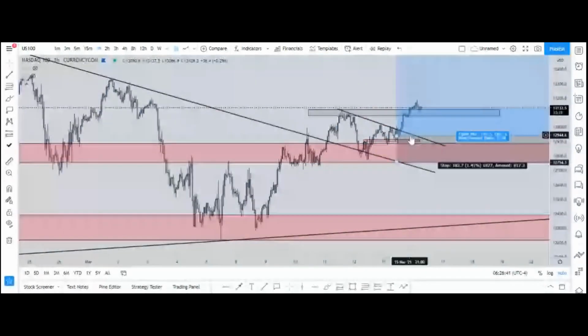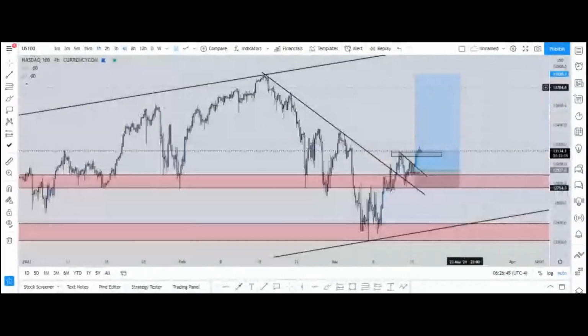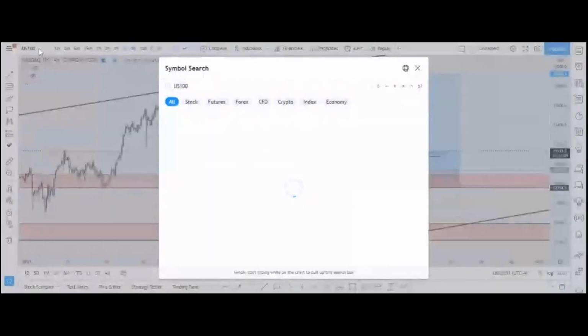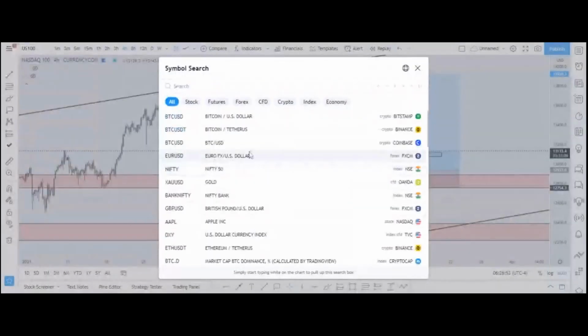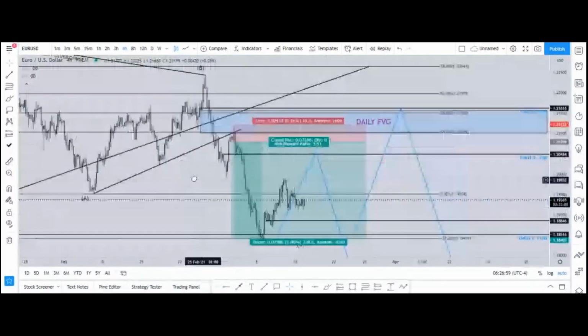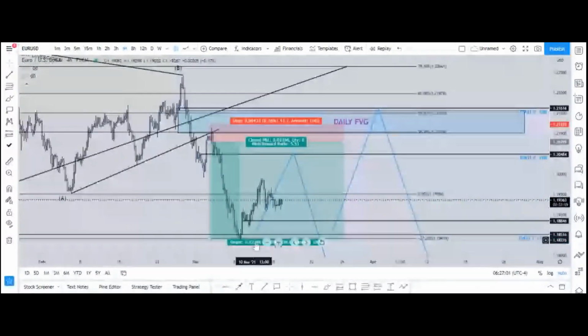This little area right here is my entry, and on the 4-hour time frame, this value high, this area right here on top, is my take profit. So let me show you something else again. Let's do EURUSD. Okay, wow. Yes, this is a very, very good example. So I took this EURUSD trade a few days back.